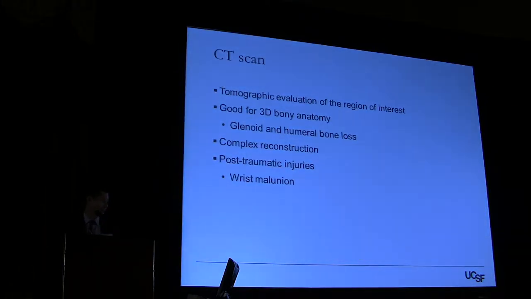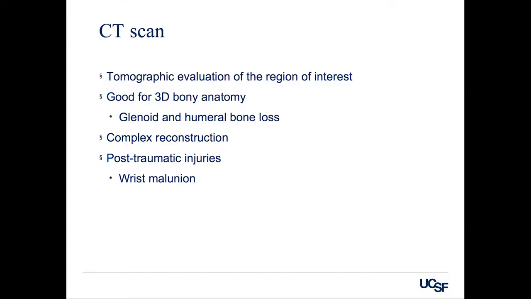Good. And then going on from ultrasounds, we have CT scan as the next modality. So this creates a tomographic view of the region of interest. So it allows us to look at things in different planes and in sections, okay? And then you can also now reformat the CT scan to give you a 3D bony evaluation. So you can actually see a 3D remodeling of that joint. It's very good for the shoulder.